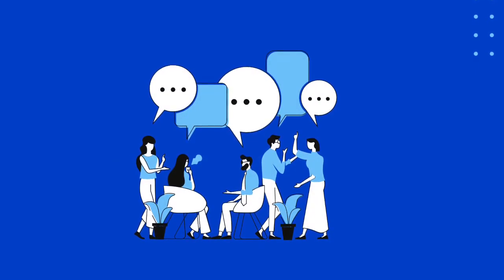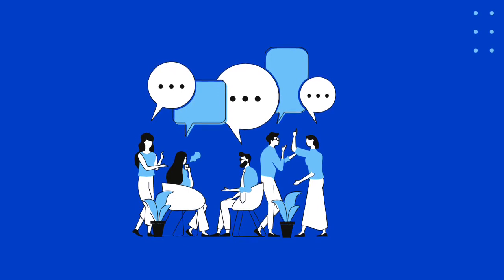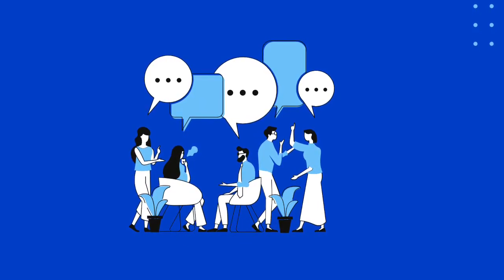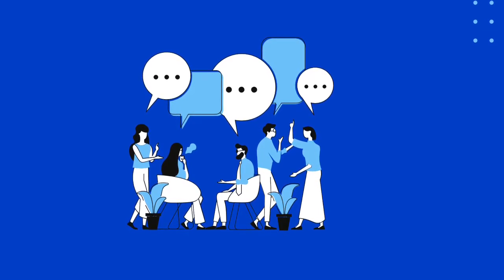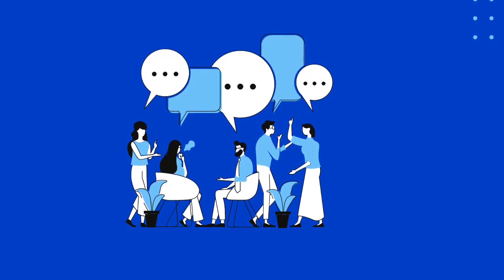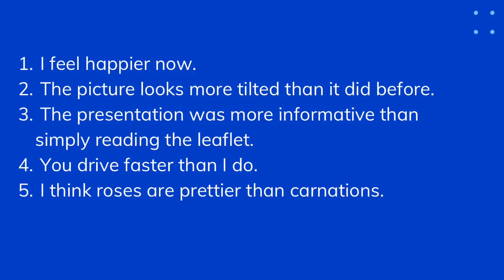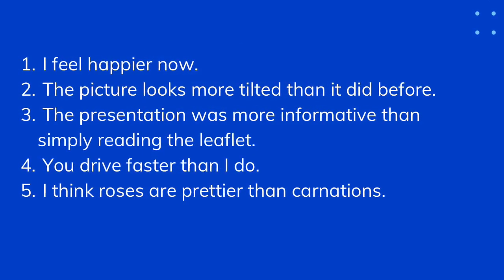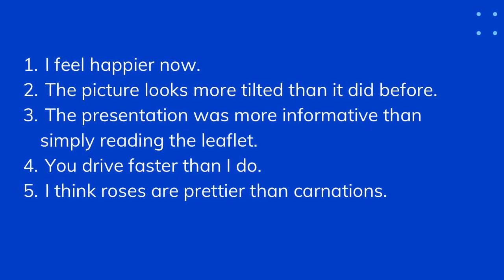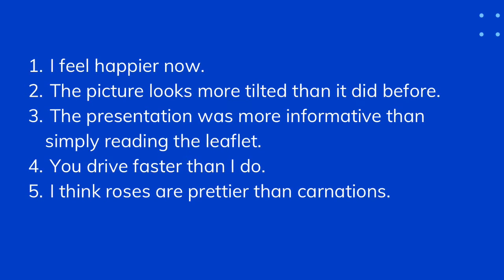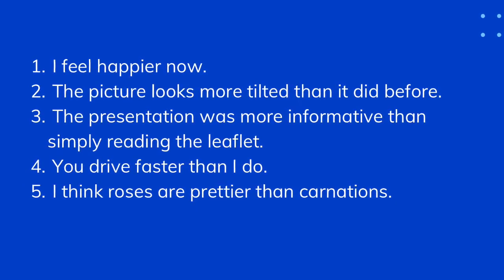Look at the sentences for Lesson 2, Activity 1, and select the correct comparative form. Pause the video now while you complete the activity. Sentence 1 should be, I feel happier now. Sentence 2 should be, the picture looks more tilted than it did before.